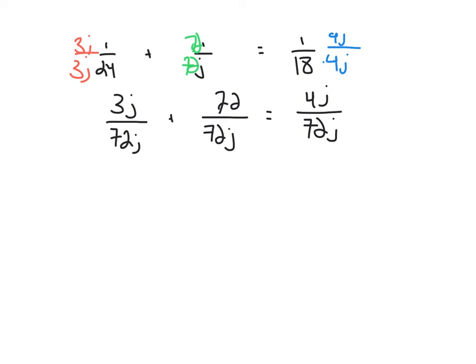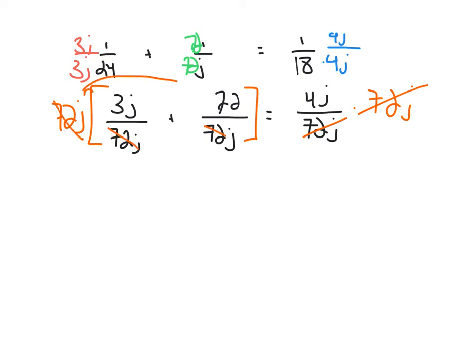So mathematically, what we'd be doing next is we would be multiplying both sides by 72J. When that happens, the 72J's will simplify, and if I had to distribute the 72J to each of these fractions, the 72J's would all go away, leaving me just with 3J plus 72 equals 4J.